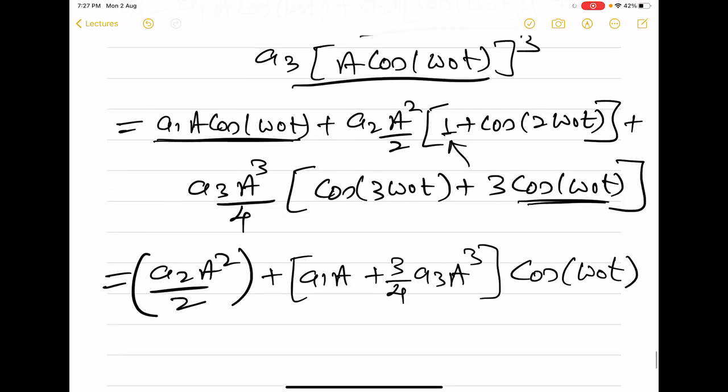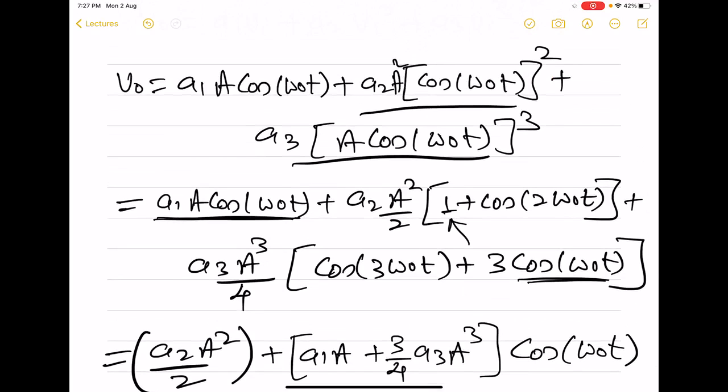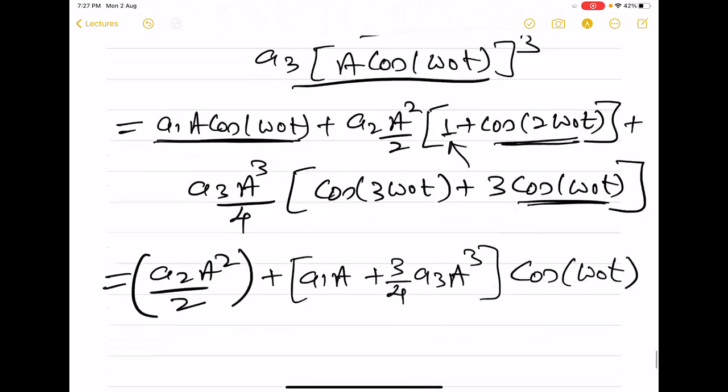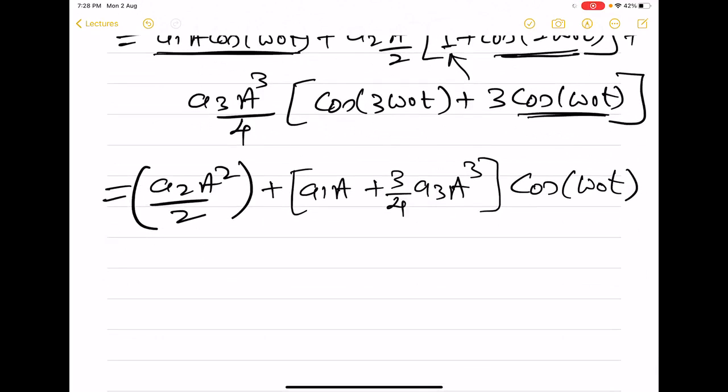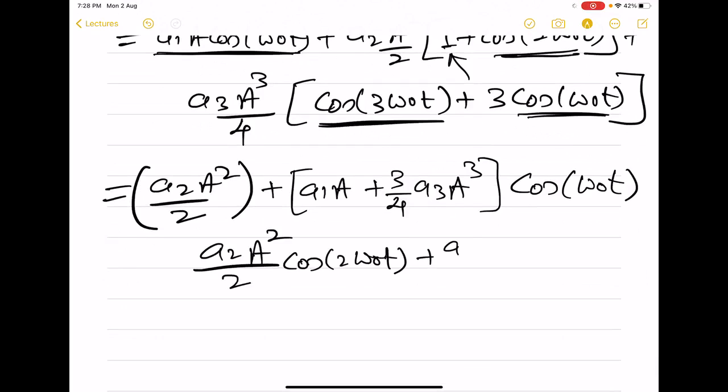Now the second order term gives rise to a second harmonic. So here we have the second harmonic, A2 A square by 2 cos 2 omega naught t. And the third order term gives rise to the third harmonic, A3 A cube by 4 cos 3 omega naught t.